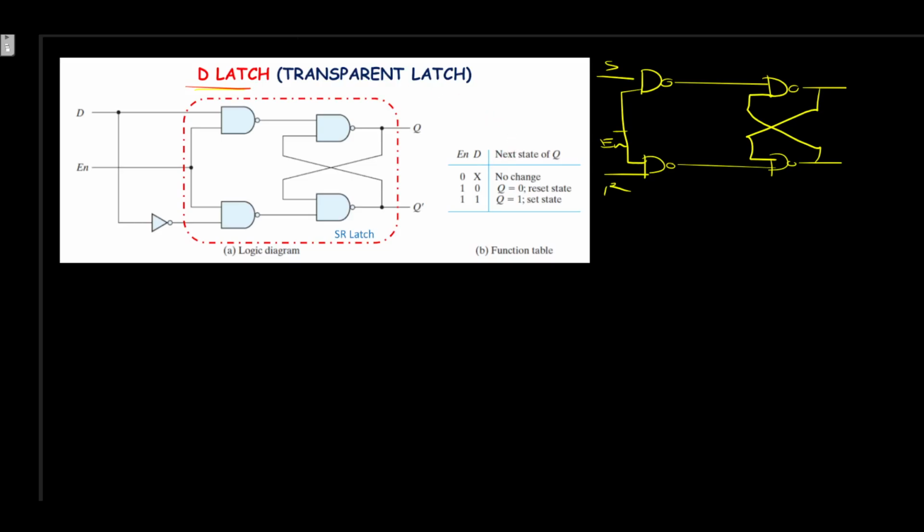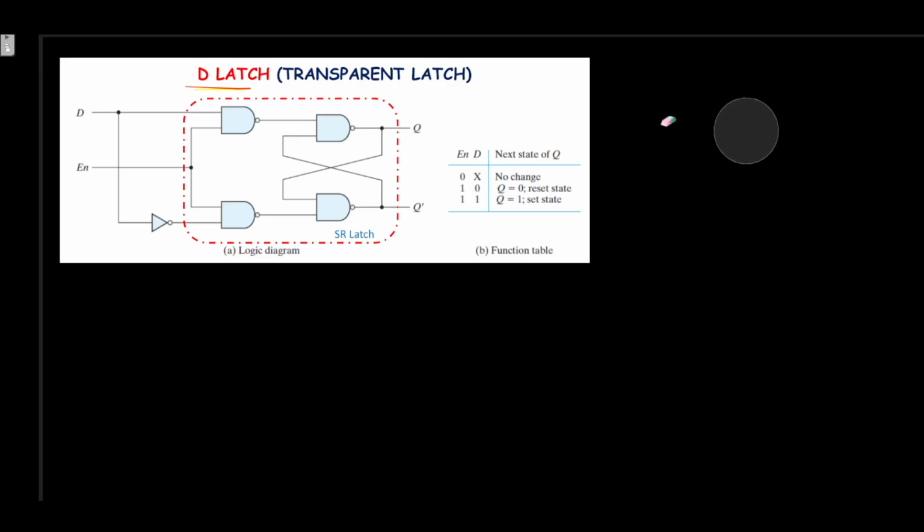So what change has been made here? Instead of having two different inputs, the same input is given to the other NAND gate with a NOT gate. This is the only change that has happened, and this circuit is given here. Now how does this circuit work? Let me just wipe this out.